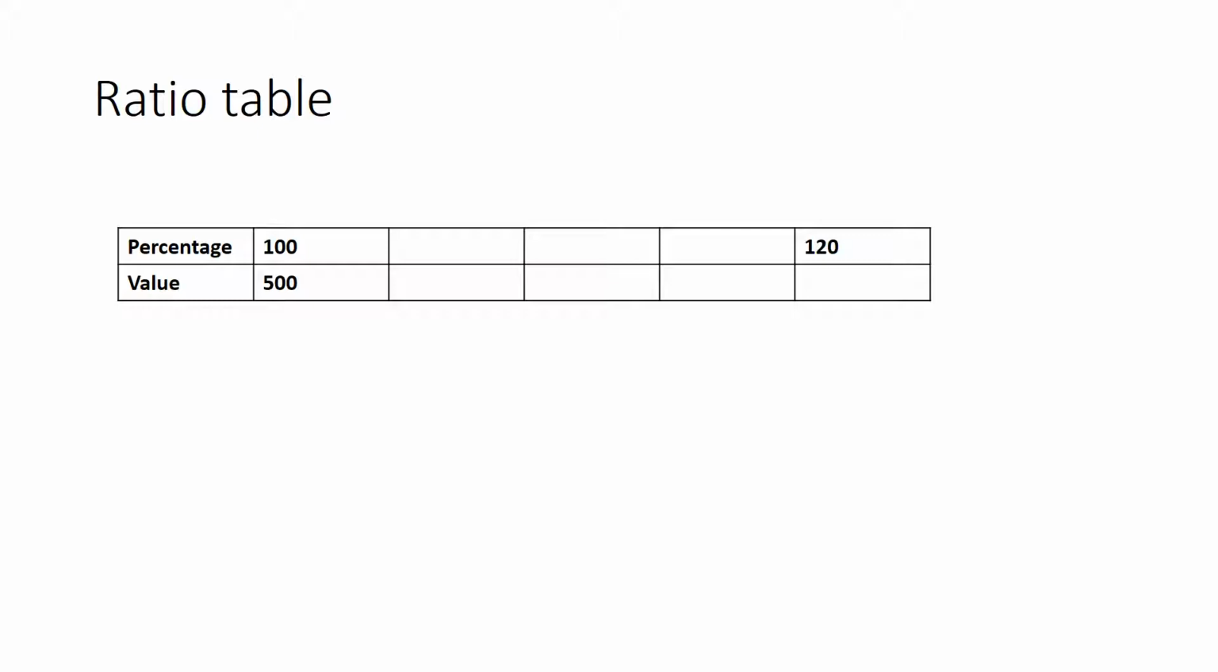Then what I do next is play around with that ratio table to get to the 120. Literally, you just play around with these figures. I need to get to 120, so I need to add on 20. I know 20 is a fifth of 100, so I divide both of those by 5, and I get 20 in the percentage column and 100 in the values amount, and then I just add them together.